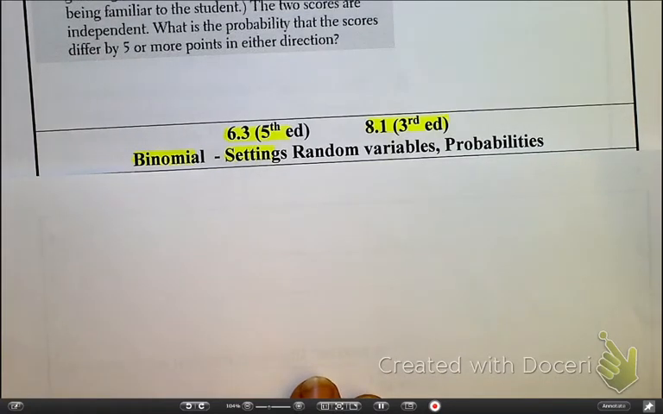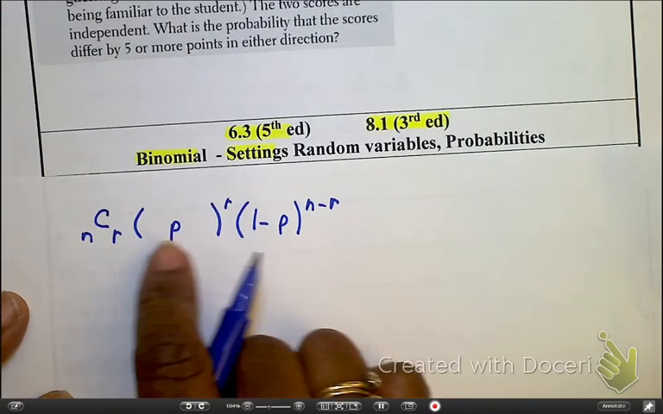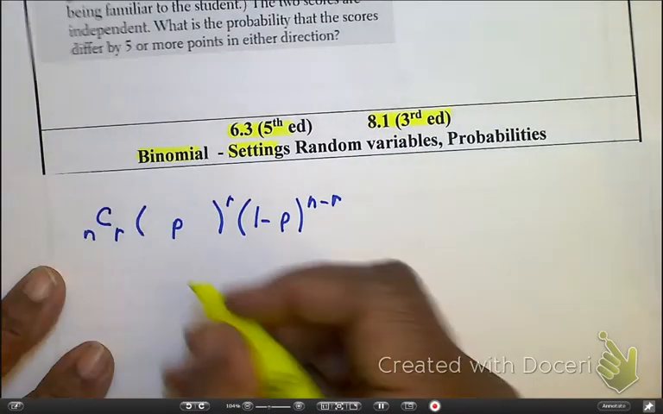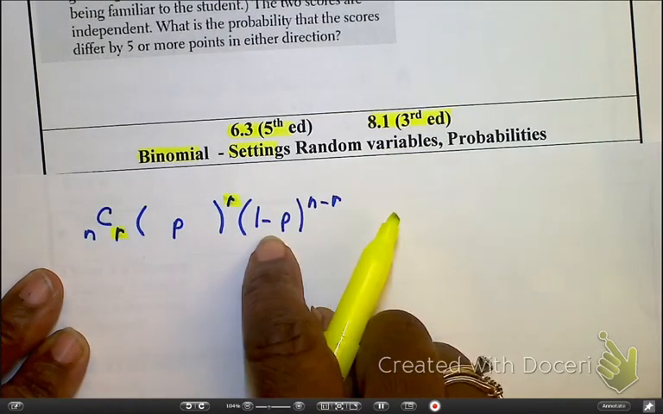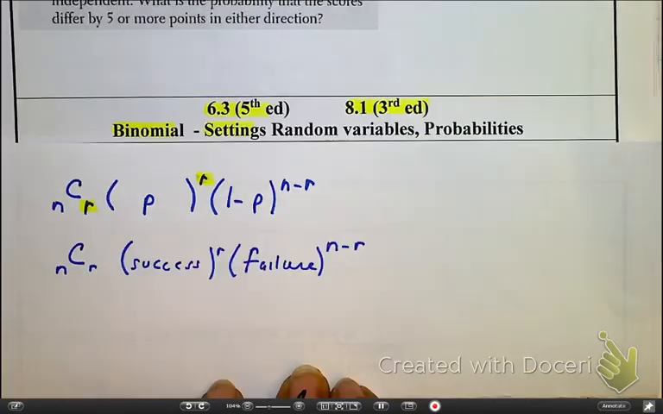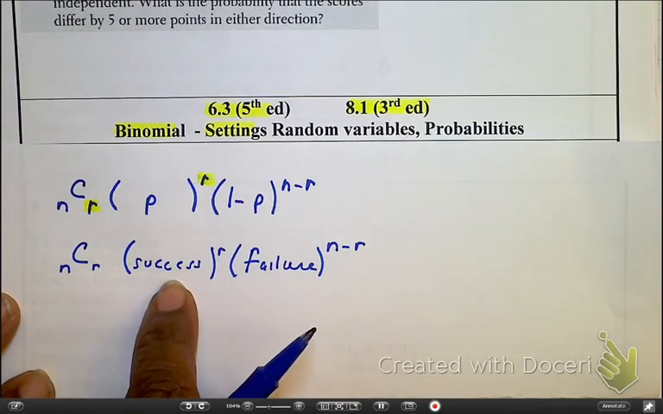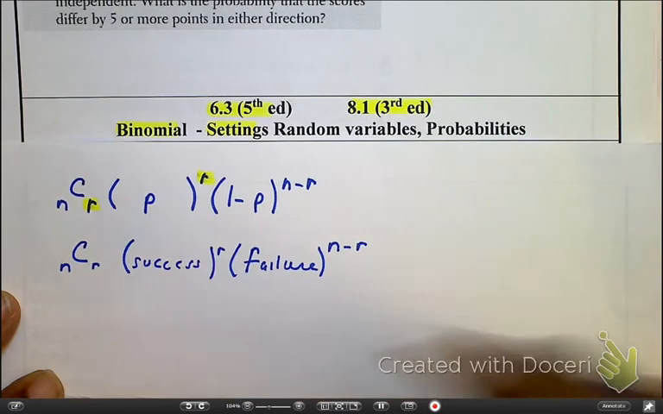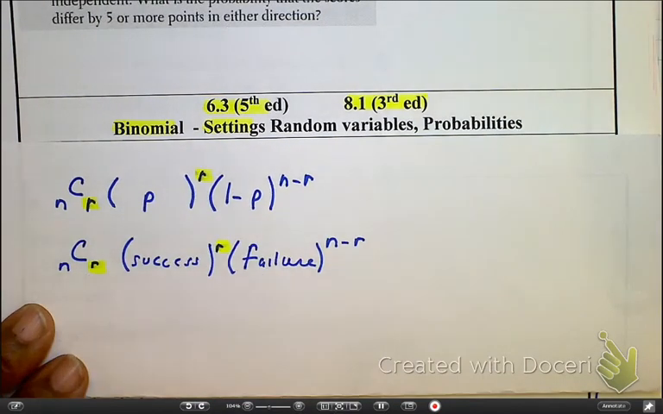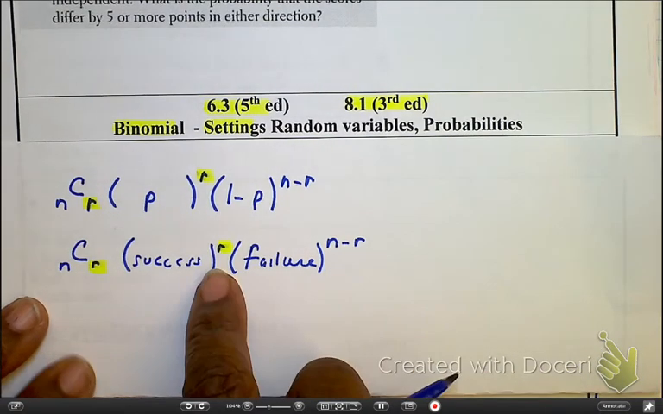Let's remind ourselves the formula. So we see the combination of n choose r, times p, the probability of success, to the r power, and then the probability of failure to the n minus r, which takes me to this. Remember, this is the total number of possible outcomes. Here, p represents success, so how many do I expect to succeed. And failure means, of course, the number that I had total, and subtract that from the ones that were successful.